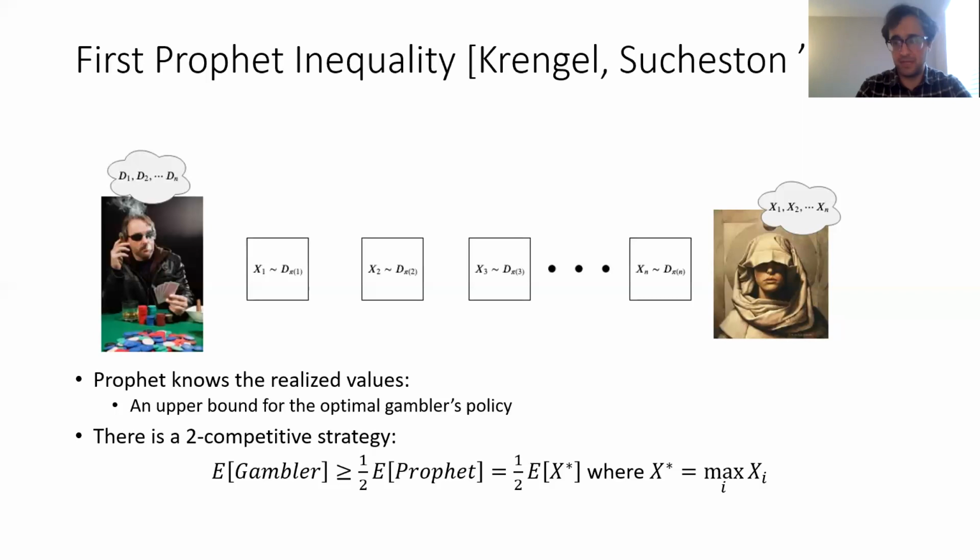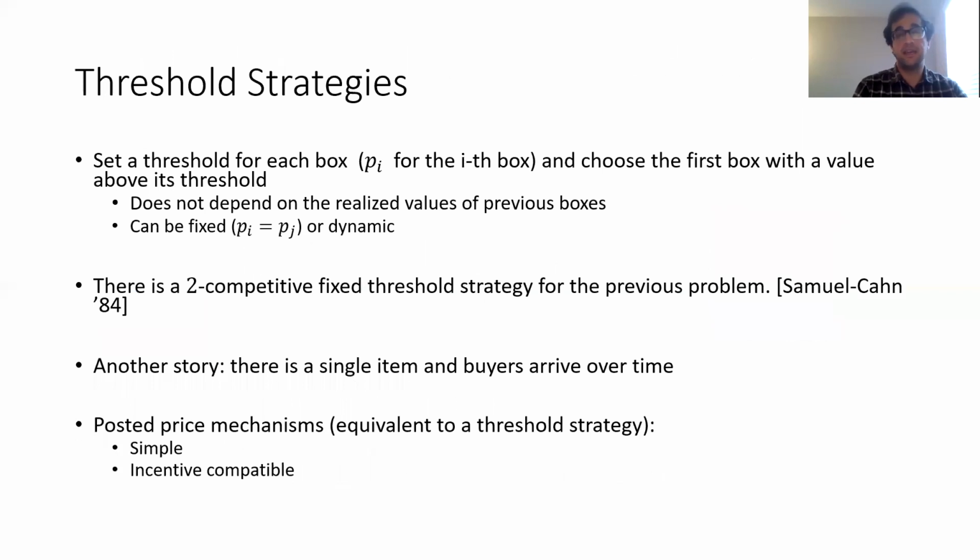Now I have defined the basic prophet inequality, and I want to introduce an important family of strategies for a gambler. This family is known as threshold strategies. In a threshold strategy, we set n different thresholds for these n boxes, and we choose the first box whose value is greater than the threshold for that box. These thresholds can be the same for all of the boxes. In that case, we call it a fixed threshold strategy, but it doesn't have to be like that.